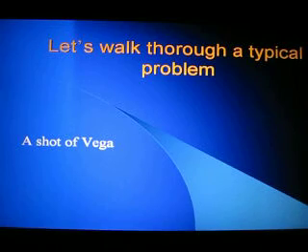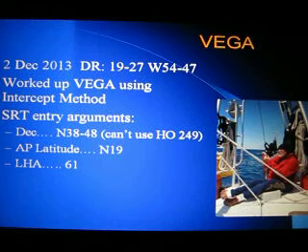Let's walk through a problem. This is going to be a shot of Vega. Here's the information on it. I worked it up, and of course I knew I was shooting Vega, so it would not be in the site reduction tables. But I worked the form down to the entry arguments for the site reduction tables. But once again, you can work down to these entry arguments on the form, but you're not going to find them in HO249 Volume 2. So in this case, I had to pull out my calculator and the form and do it myself.